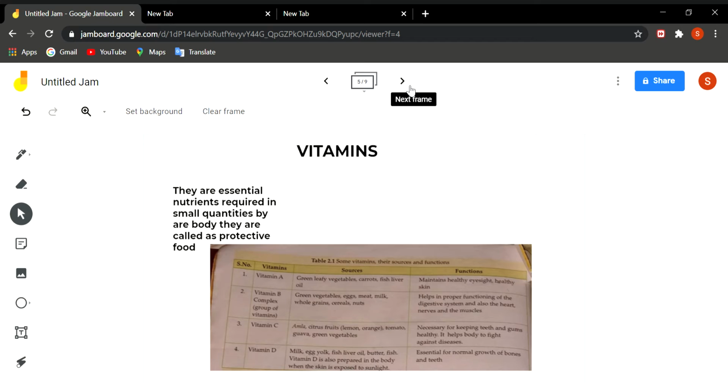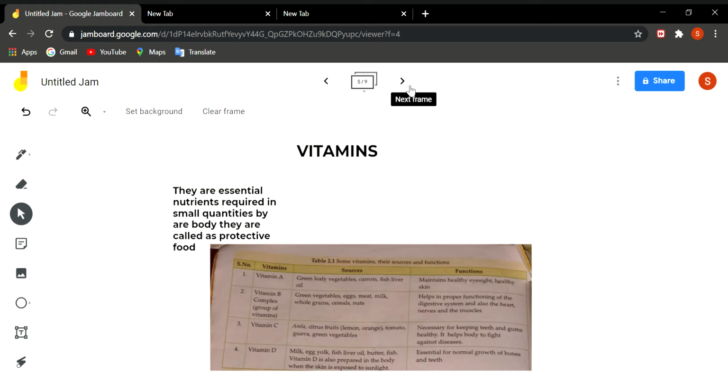Then vitamin B is a group of vitamins, so it is called vitamin B complex. This vitamin B complex is found in green leafy vegetables, eggs, meat, milk, whole grains, cereals and nuts. What is the function of vitamin B complex? It helps in the proper functioning of the digestive system and also the heart, nerves and the muscles.